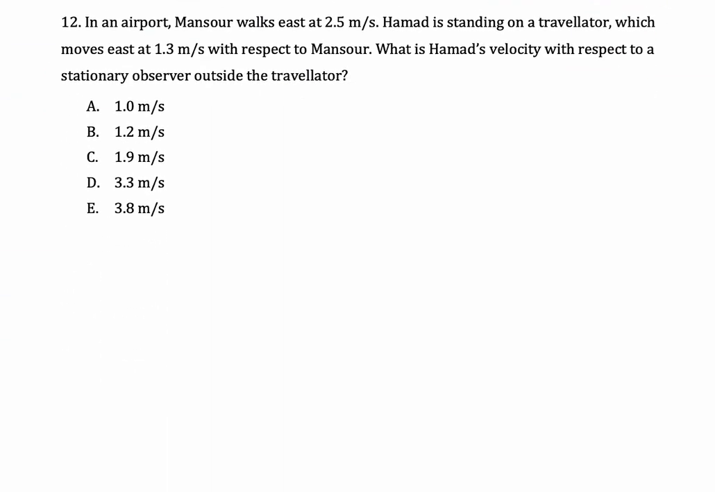I think we have one more example to see. Now, in an airport, Mansour is walking east with a speed of 2.4, and Hamad is standing on a travelator which moves 1.3 meters per second with respect to Mansour. So 1.3 meters per second faster than Mansour, and we want to figure out what is Hamad's velocity with respect to a stationary observer outside the travelator. Now we can try to answer it with common sense, or we can try to answer it with the physics law. So somewhere I have Mansour, that is walking, and his speed is 2.5 meters per second.